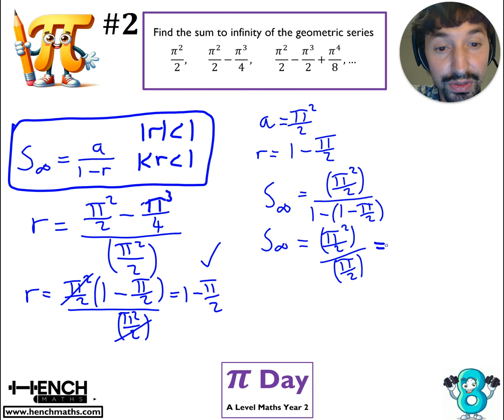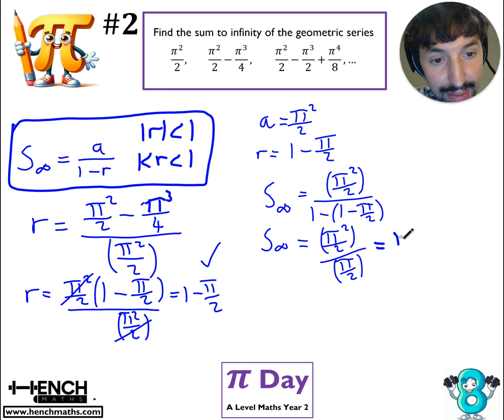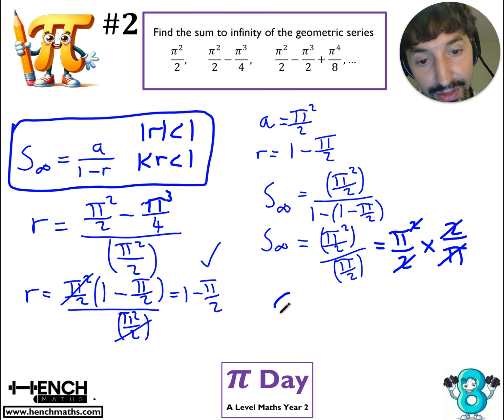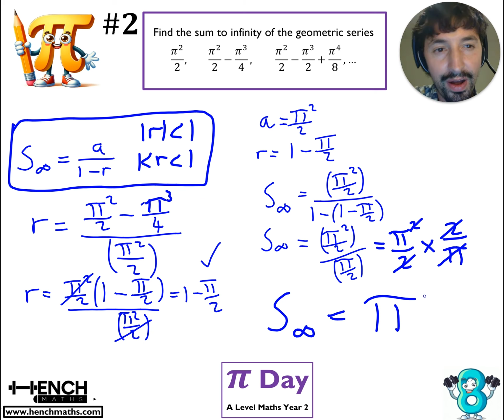So what we could do is use the idea that if you divide by a fraction, you can multiply by the reciprocal of it. So we could say that this is pi squared over 2 times 2 over pi. So you can see the 2s will cancel out, and one of the pi's, and so the sum to infinity of the sequence, shock horror, is pi. What a fantastic result for Pi Day.